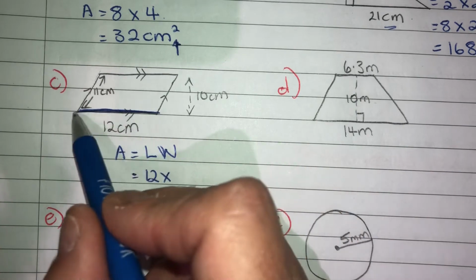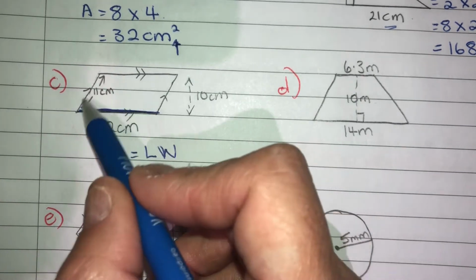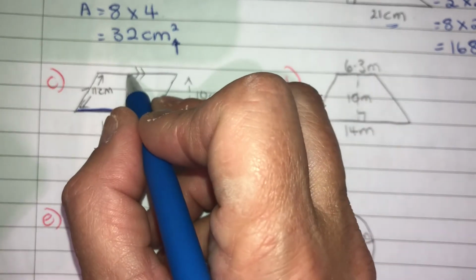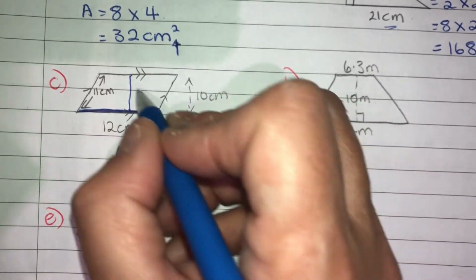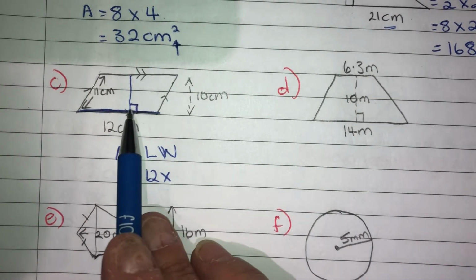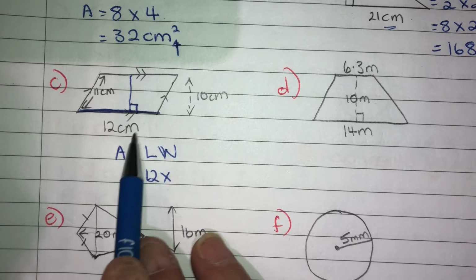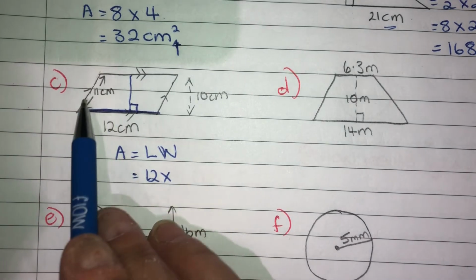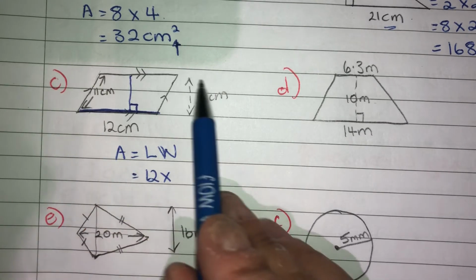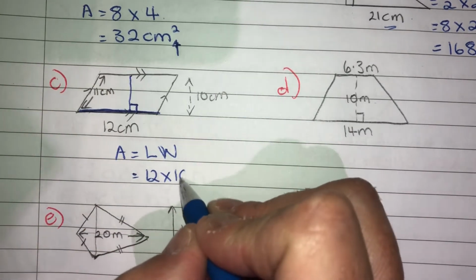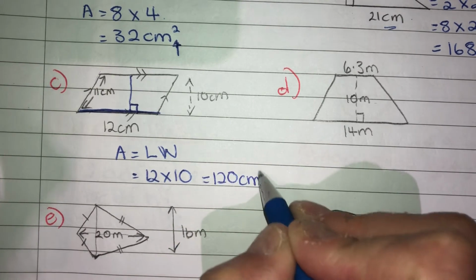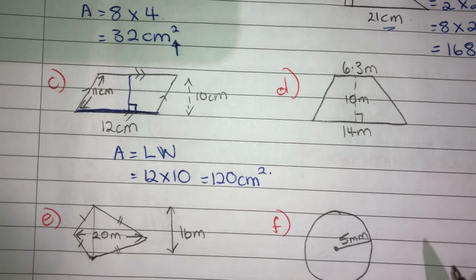Okay, now it's different to the rectangle. So the rectangle would be what the two sides are, but that's not the case. We need the height from top to bottom. And if you've got 10 here, it means you've got 10 here. And the height will always make a right angle with the length that you've put in. So that's why the 11's not the answer for the height, because there's no right angle. So it's actually going to be 12 times 10. Okay, and that will come out to be 120 centimetres squared.